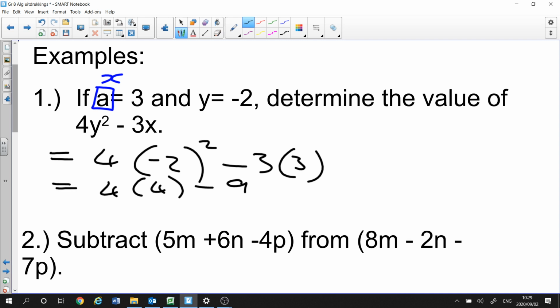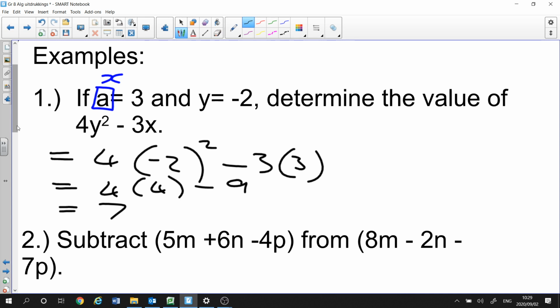Because how do I get the 4? Negative 2 squared. Negative 2 squared is 4, positive 4. You don't say 2 times negative 2 is negative 4 and square that. Alright, negative 2 times negative 2 is 4. 2 times 4 is 8, minus 9, and that gives you negative 1.